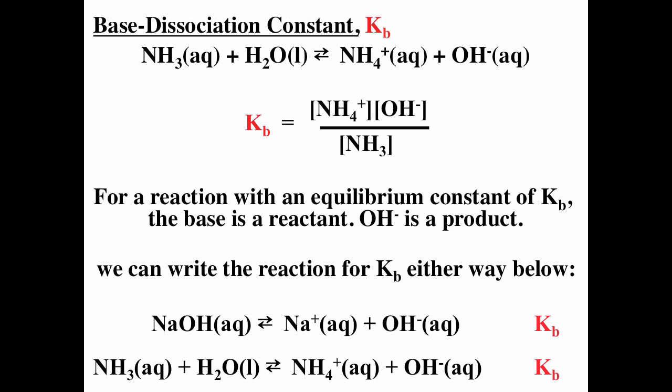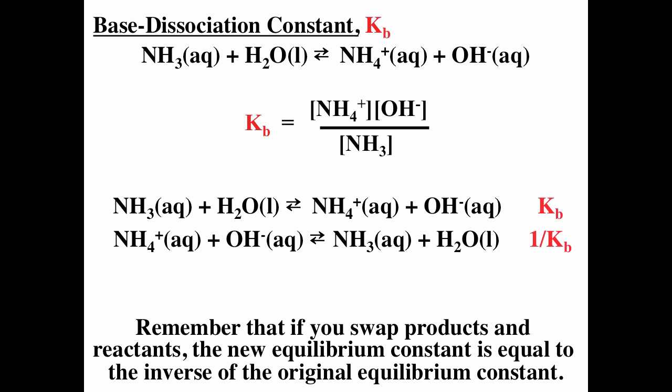They form the hydroxide by ripping off a hydrogen ion from water. Again, ammonia is your typical weak base. It's got that lone pair, which is able to rip off the hydrogen ion from the water, forming the hydroxide ion. And again, if we reverse a reaction, we take the inverse of the equilibrium constant. So that second reaction, where we have ammonium ion plus hydroxide ion going to ammonia plus water, has an equilibrium constant of 1 over Kb.